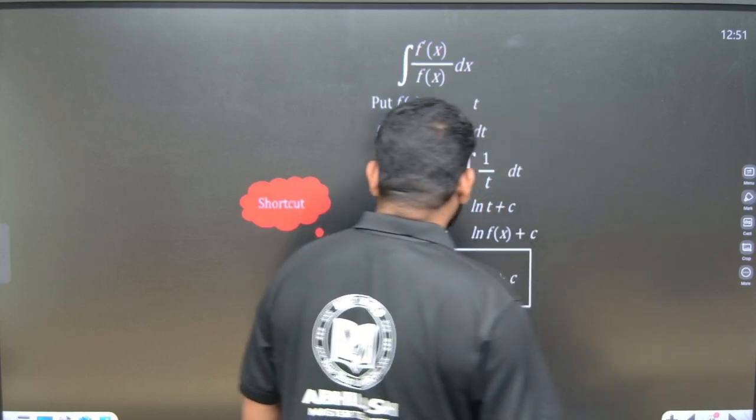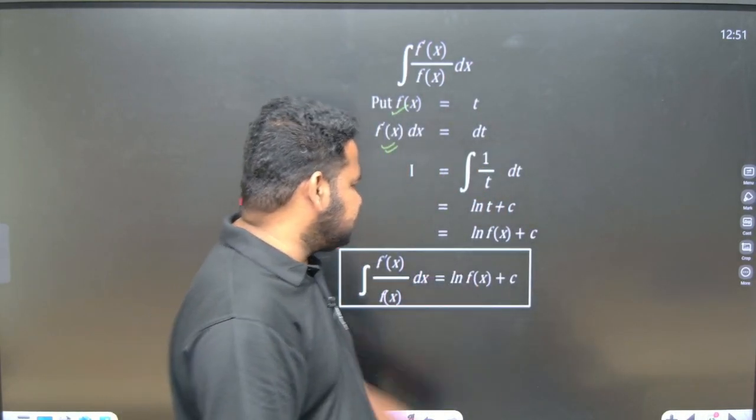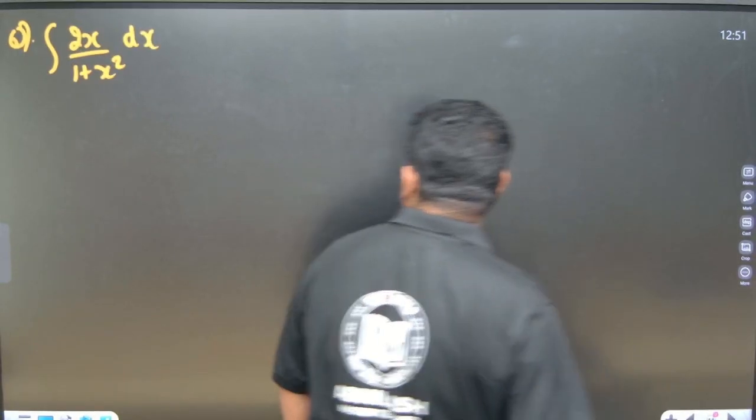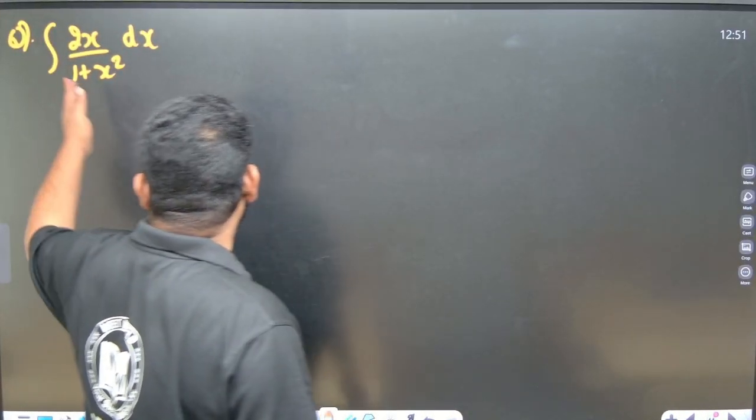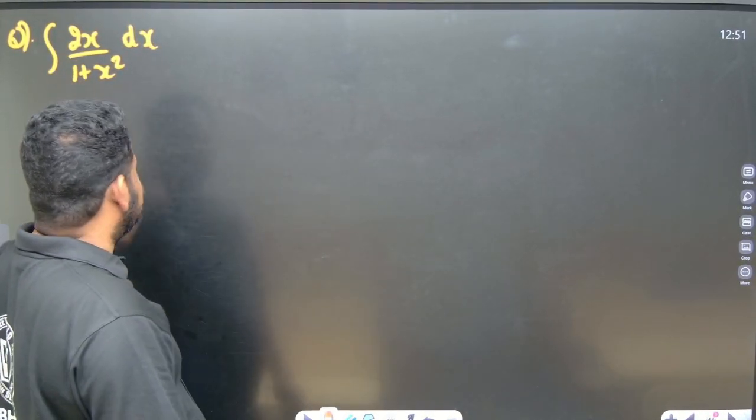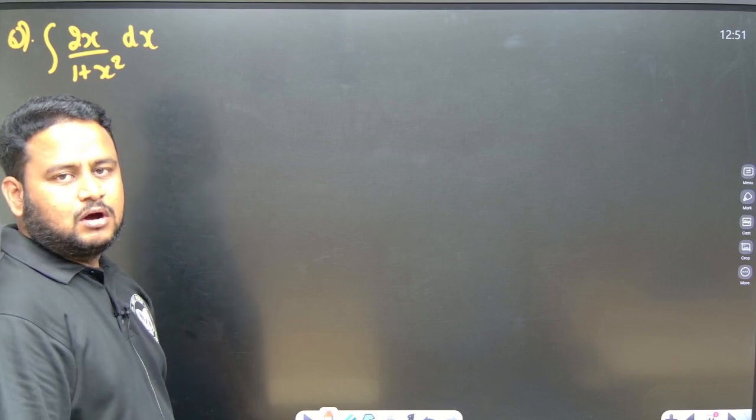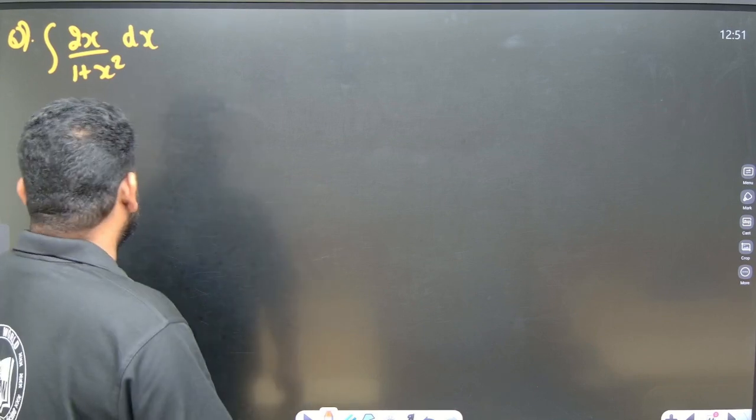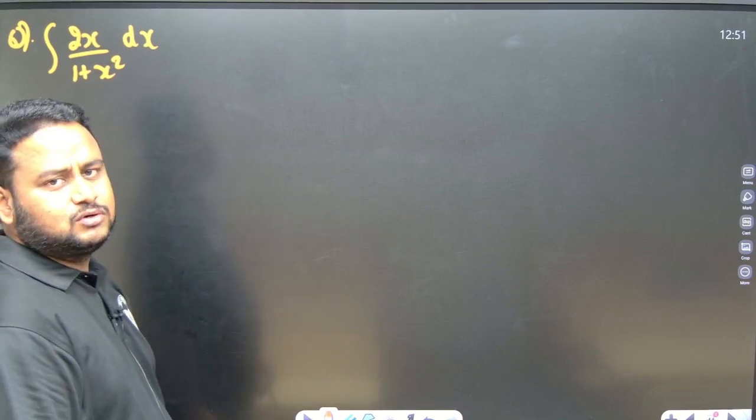So that is what is given: ln of f of x plus c. That is a shortcut that they have given. So here the integral of 2x by 1 plus x square is nothing but equal to log of 1 plus x square plus c. Here you have to take t is equal to f of x.